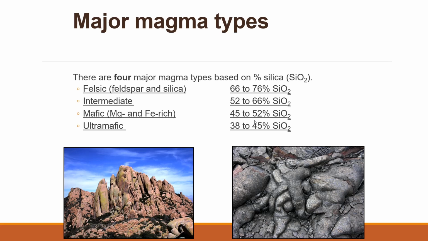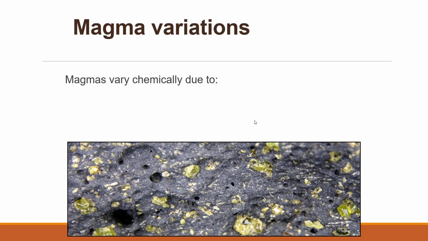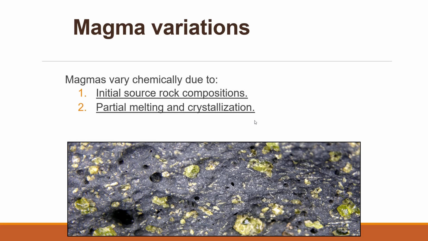And high density. So the magmas will vary chemically due to their initial rock composition, their source rock. If you melt a mafic rock, you can get a mafic magma. If you melt a felsic rock, you will get a felsic magma. We can also have partial melting and crystallization.